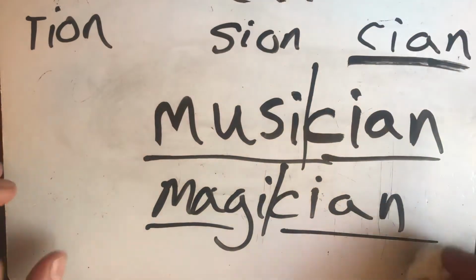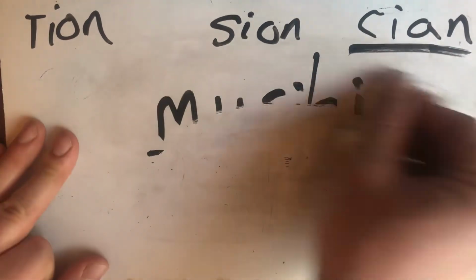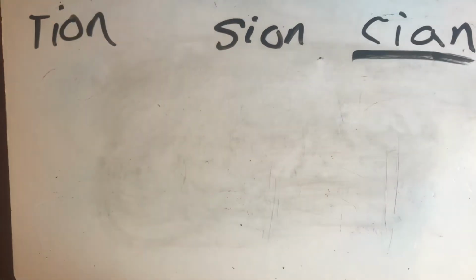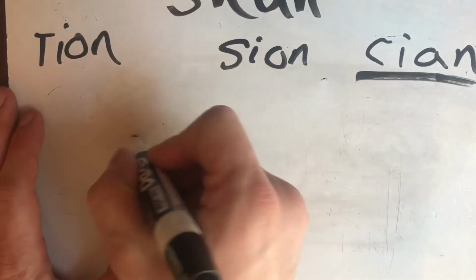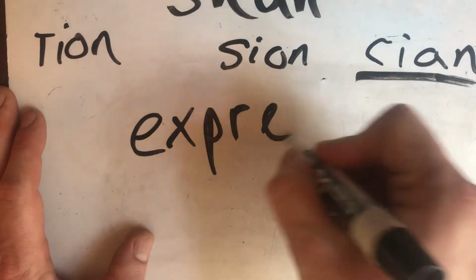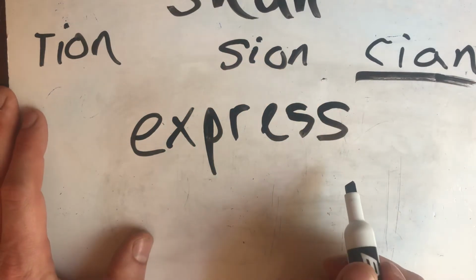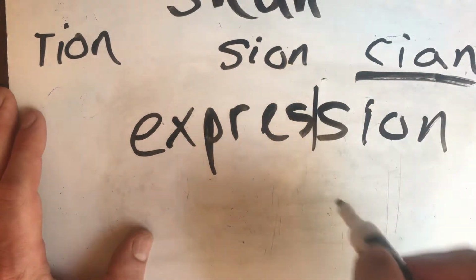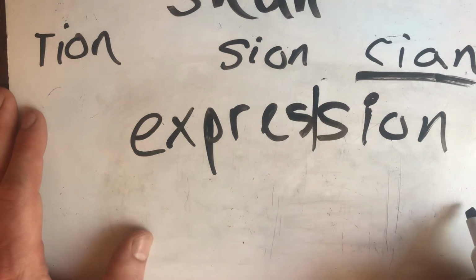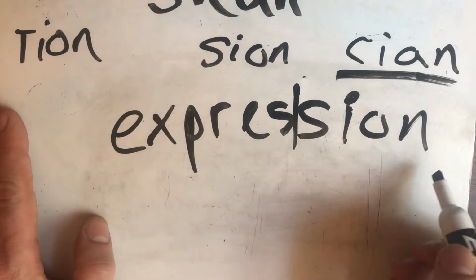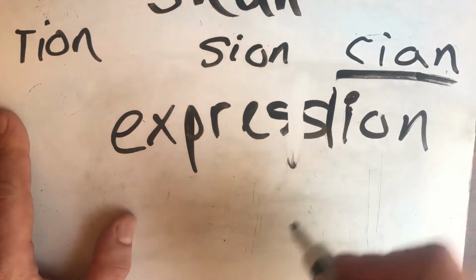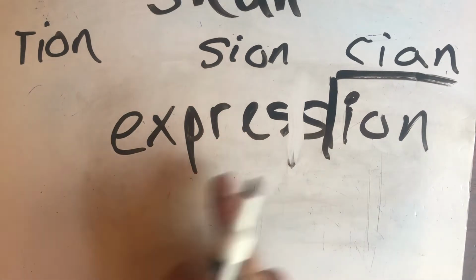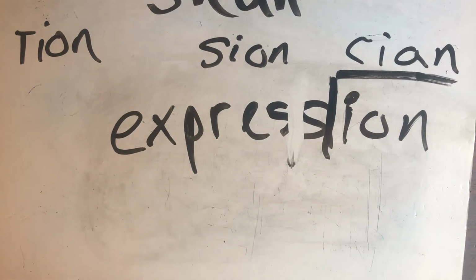So you've got a few words which end in CIAN to make that shun sound. You also have some words that end in SION to make the shun sound. One of them, if you're going to express something, you might express to your family how you feel, and you might use an expression, SION, to do that. Expression. We could put the separation right there, because the shun sound is SION, but we're combining that with the S from express.